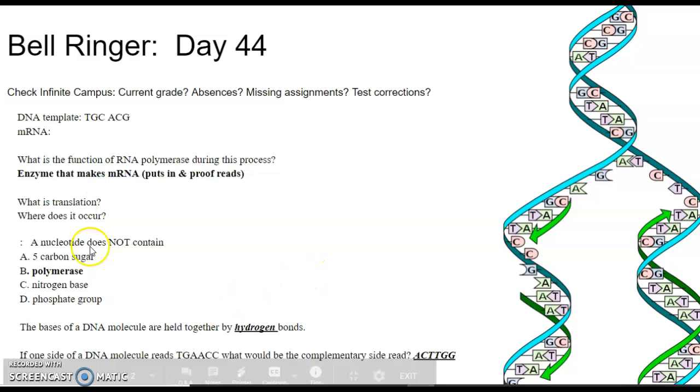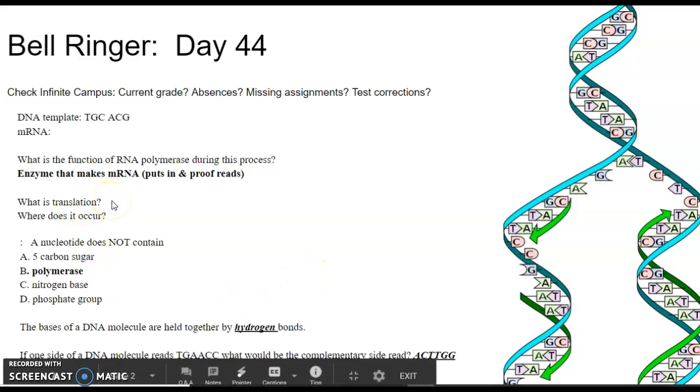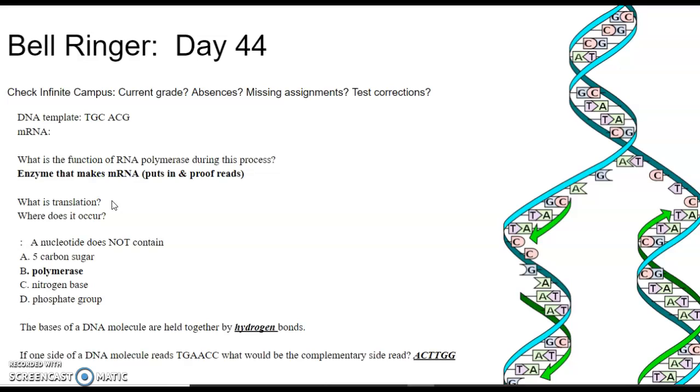The next one says, what is translation? Well, we said transcription is going from that DNA template, those DNA instructions for the proteins, and then copying them to make an mRNA. That would be transcription. Translation will be translating from that DNA language into the protein language. Translation is going to happen at the ribosomes with the help of tRNA, that tow truck RNA I mentioned earlier. Technically it's tRNA, but I call it tow truck RNA because that helps me remember its job.